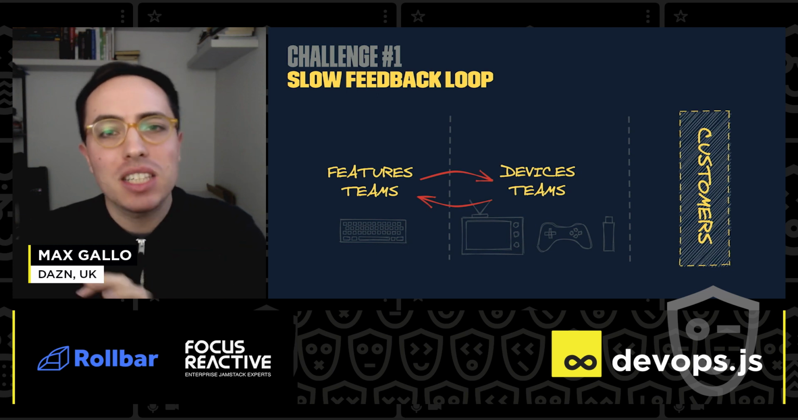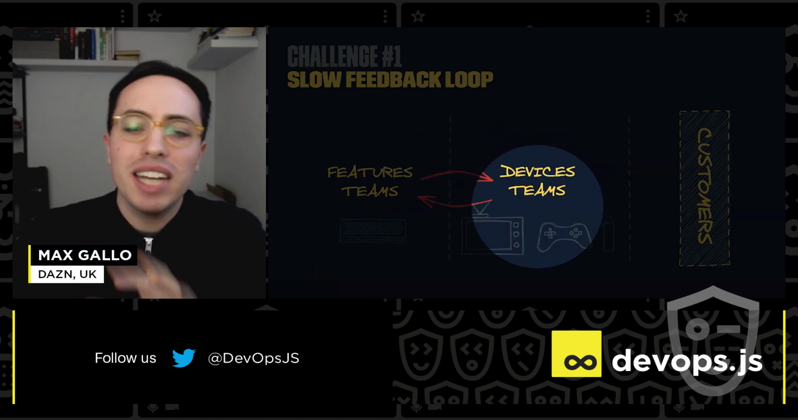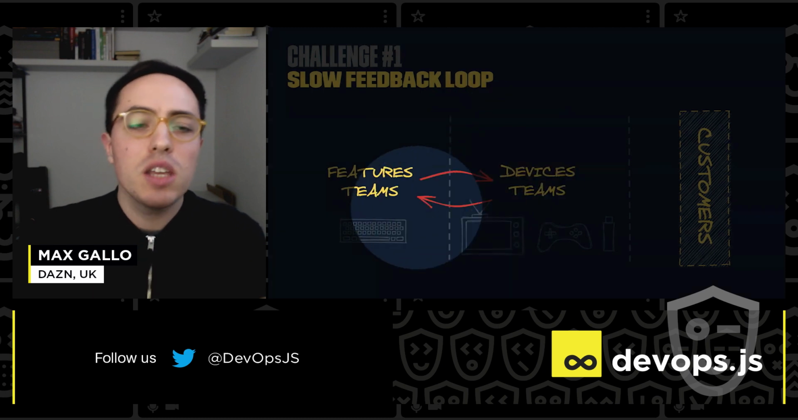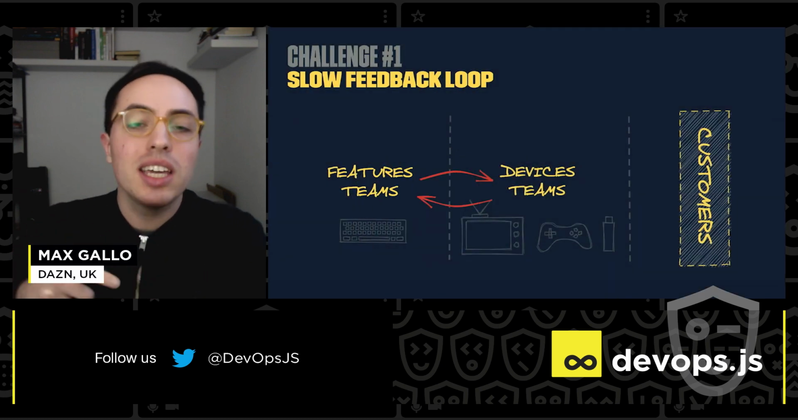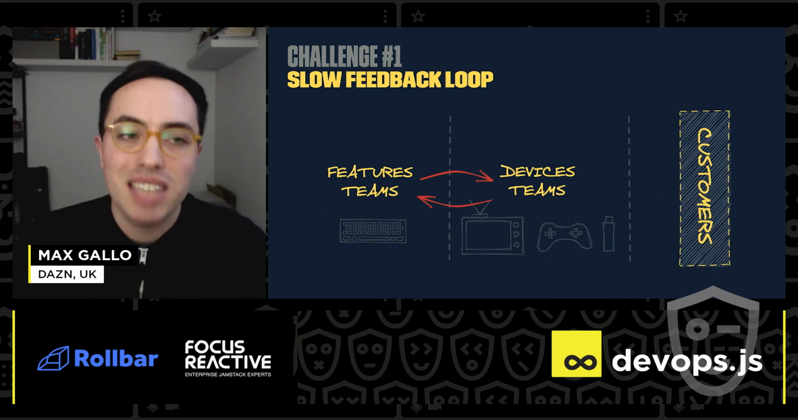So imagine any bug or any feature that goes from one team to another one. If you find any problem, it has to go back. And this goes on and on and on. And you basically have these two teams constantly talking between each other. So that could slow things down.